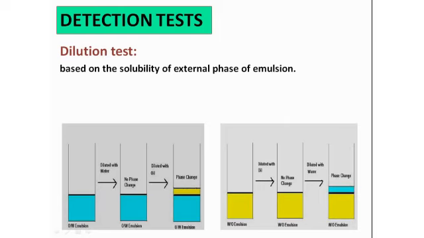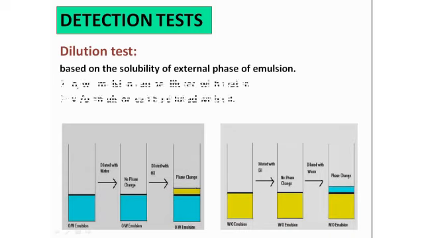Similarly, in water in oil type of emulsion, if we add oil to that emulsion, no change will occur. But if we add water, then separation of the two phases will occur. So as a thumb rule, you can remember oil in water type of emulsion can be diluted with water, whereas water in oil type of emulsion can be diluted with the oil. So this is the first test, right?